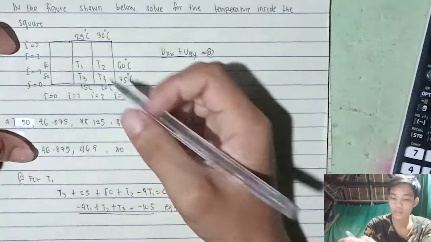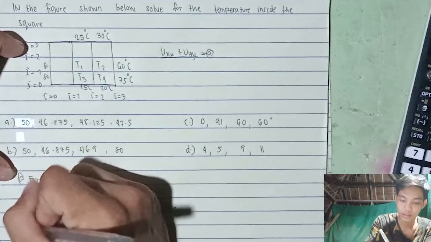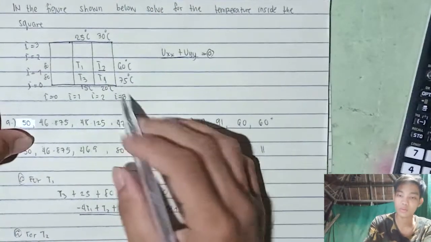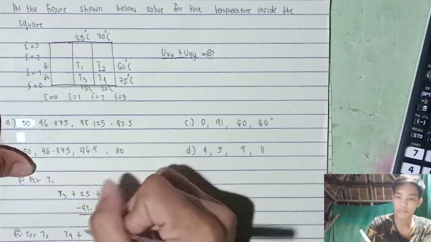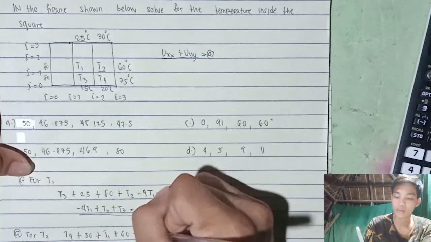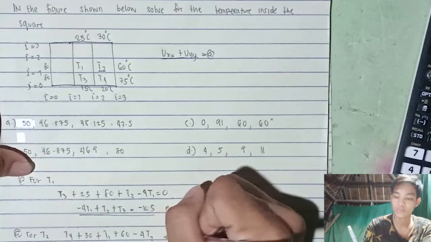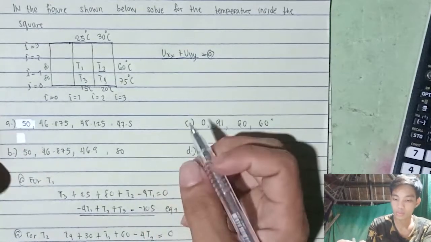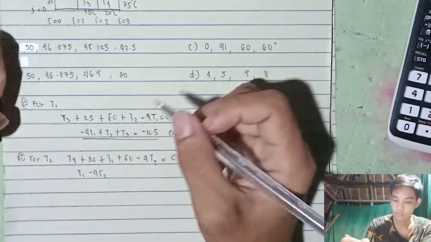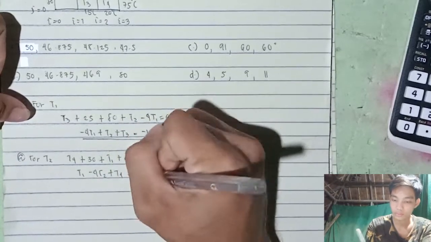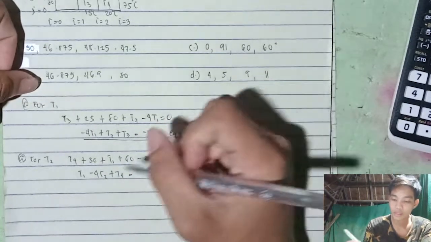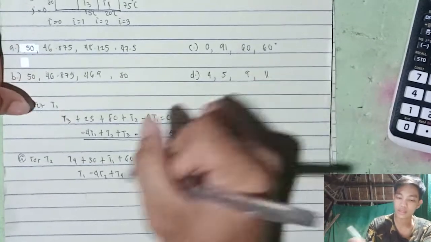And at temperature 2, this is what we are looking for. We have the lower, which is T4, plus the upper, 30, plus the left, which is T1, plus the right, which is 60 degrees, minus 4 times the unknown, which is T2. This equals 0. So, let's transpose to get the order. We have T1 minus 4 T2 plus T4 equals, transposing the numbers to the other side, 30 plus 60, 90. When moved to the other side, it becomes negative 90. This is our equation 2.